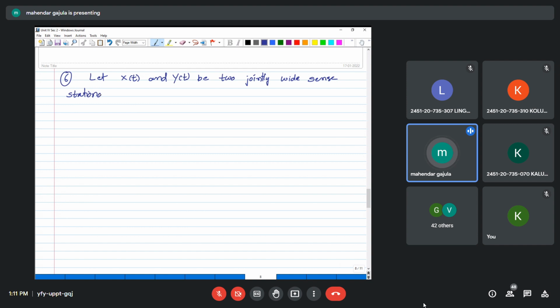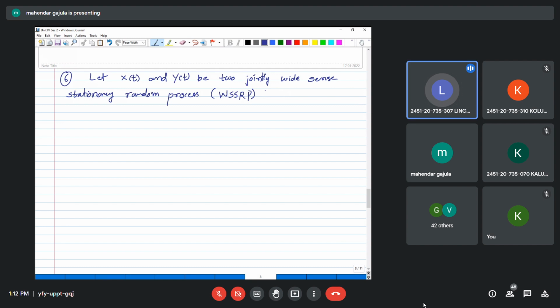Can someone tell me what is a wide sense stationary random process? What are the conditions? Can anyone tell? WSS RP, wide sense stationary random process. What are the conditions? Mean should be 0, or constant. Second, autocorrelation function should be a function of time delay only.